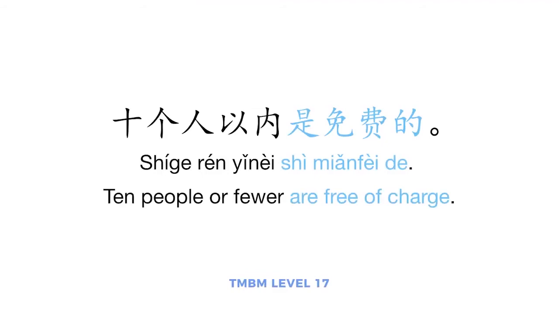All right, let's do one more sentence regarding this 是 description 的 structure. This one says, 10个人以内, so within 10 people, or 10 people or fewer, 是免费的, so is free of charge.